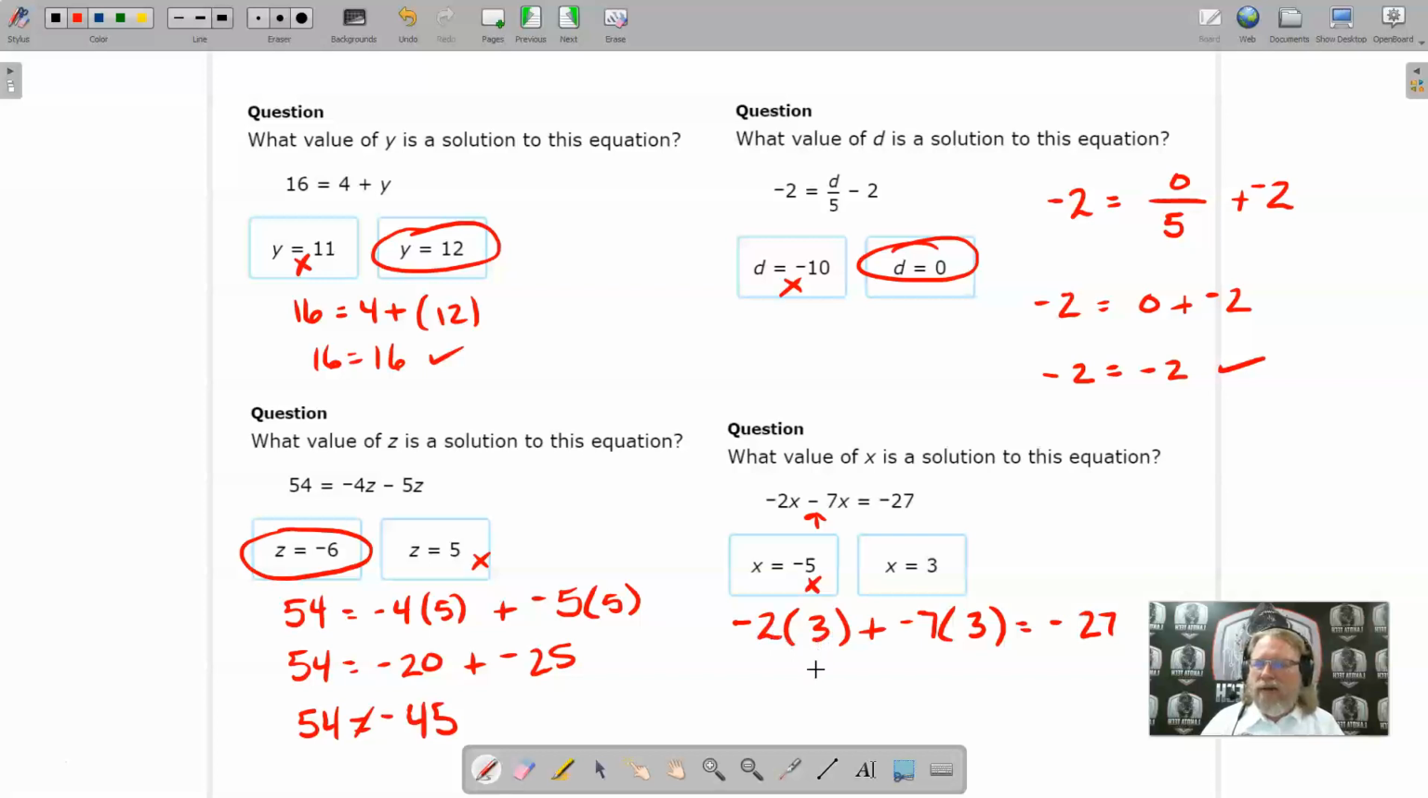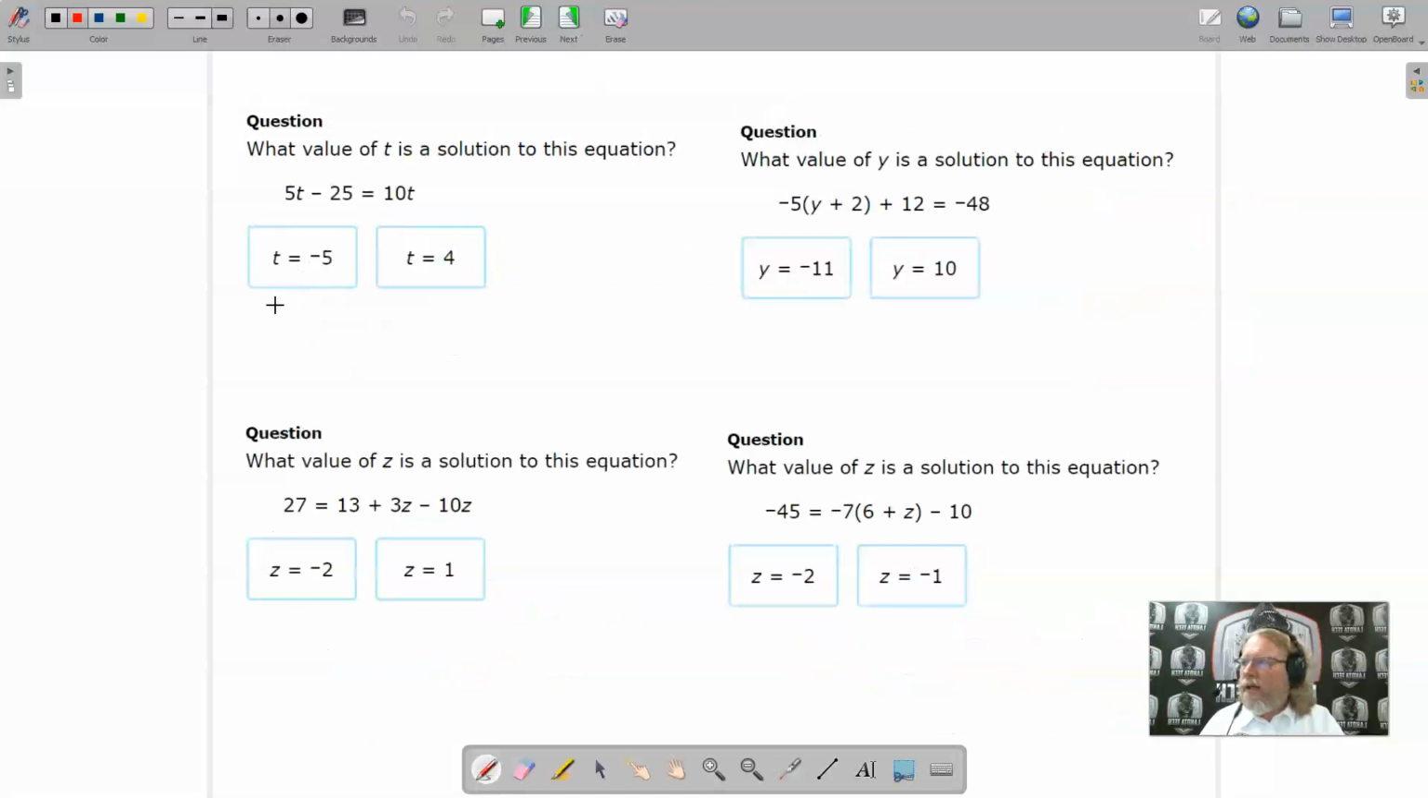Negative 2 times positive 3. Negative times positive is negative. 2 times 3 is 6. And negative times positive is negative. And 7 times 3 is 21. Equals negative 27. We're adding two negative numbers, so it's going to get even more negative. 21 plus 6 is 27. And does this equal negative 27? Indeed it does. So that checks out. So our correct answer is x equals 3. That satisfies this equation, so that is the correct answer.